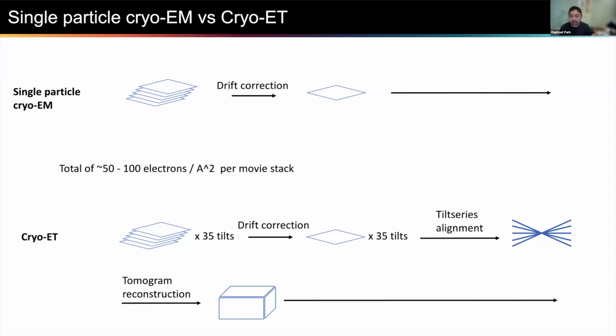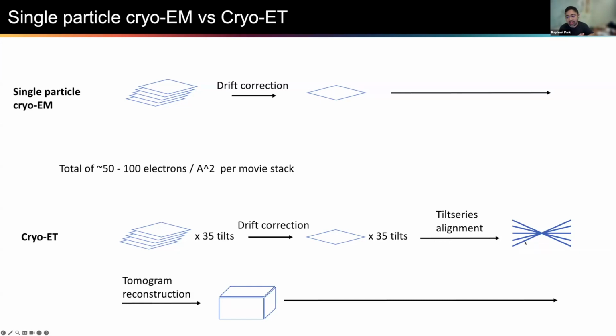So in one specific target, we get about 35 to 40 different stacks of movie images. And when we drift correct these images, instead of having one 2D projection, we end up with 35 different projection images. And these images are subject to what we call tilt series alignment.